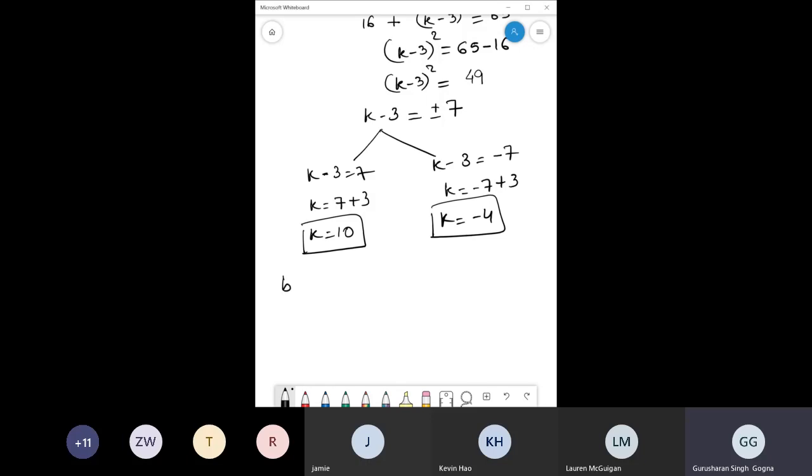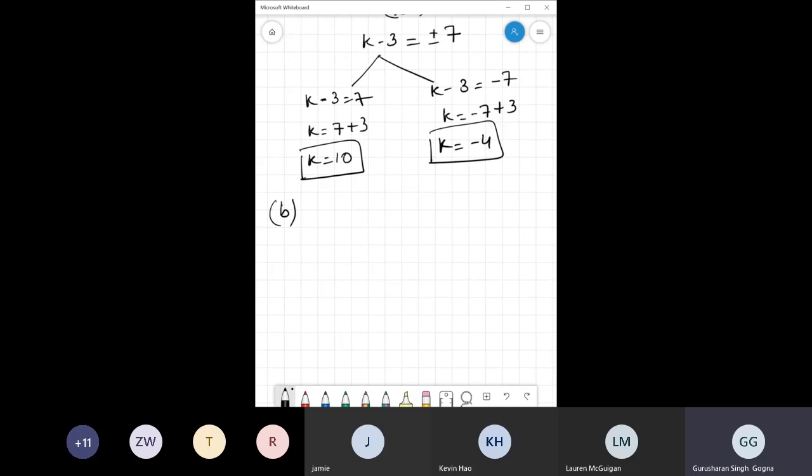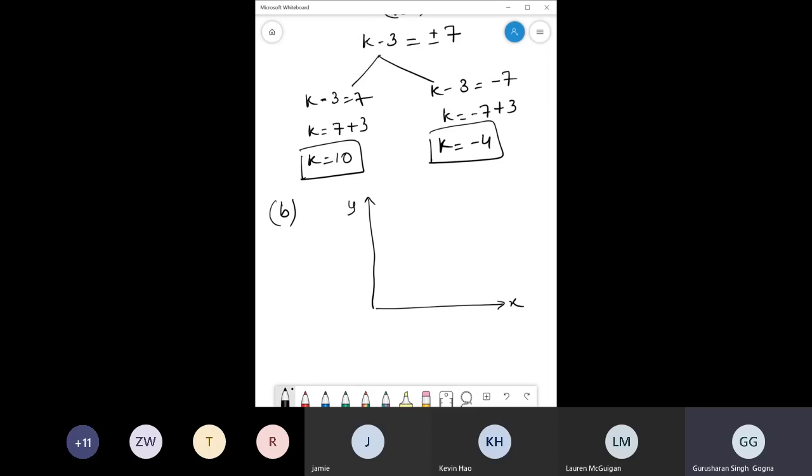Now, the next part of this question: circle S is in the first quadrant, and it touches both the x-axis and y-axis. Now, this is a very important question in terms of concept. So this is the x-axis, this is the y-axis. They draw some circle.